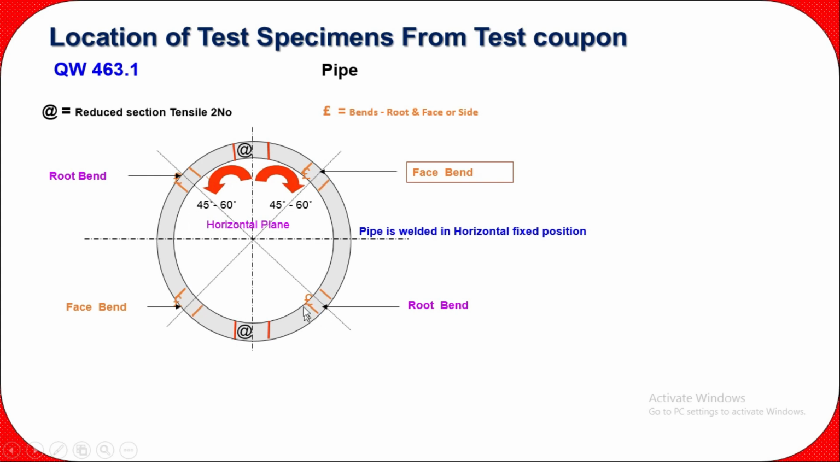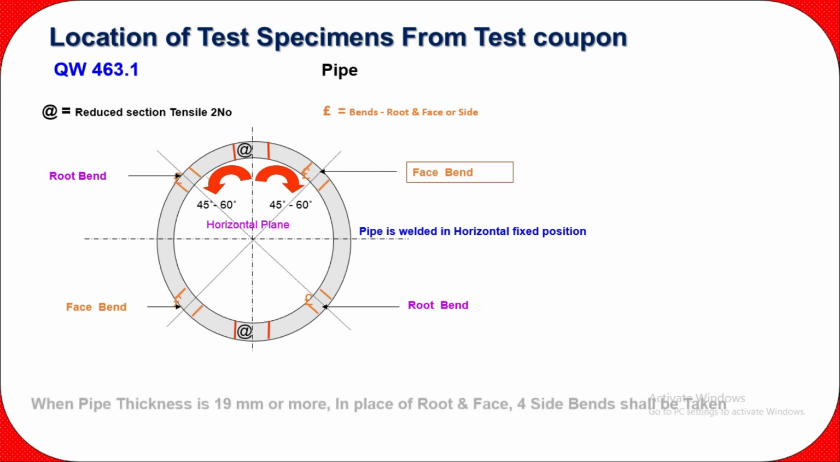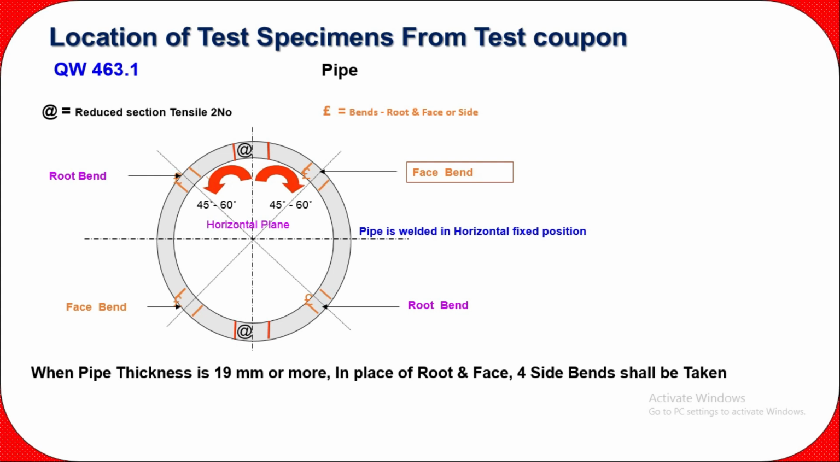You can take the four as two root bend and two face bend. The face bend here, face bend here, root bend here, root bend here. If it is more than 19 mm plate, then you have to do four side bends, and the reduced section tensile 2 number, here one and here one. Then the test specimen is completed. The pipe is welded in horizontal fixed position. So the location of the test specimen from the test coupon, QW463.1, is very clear. When the pipe thickness is 19 mm or more, in place of root and face, four side bends shall be taken.